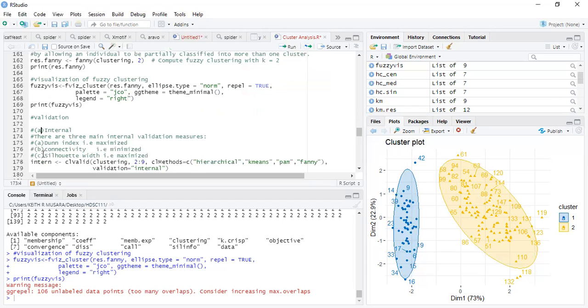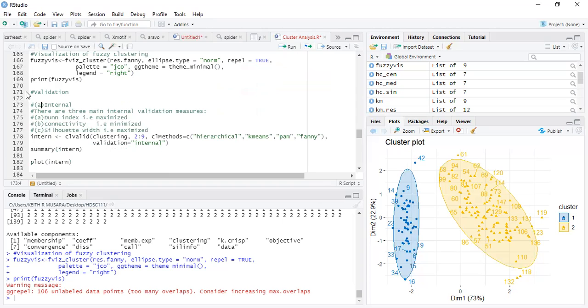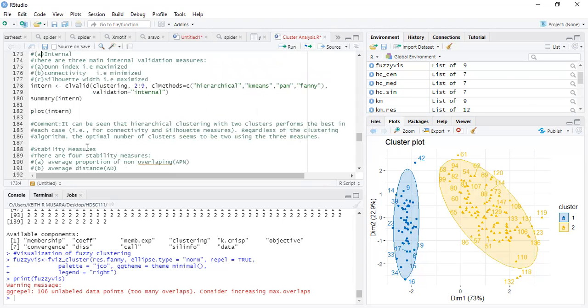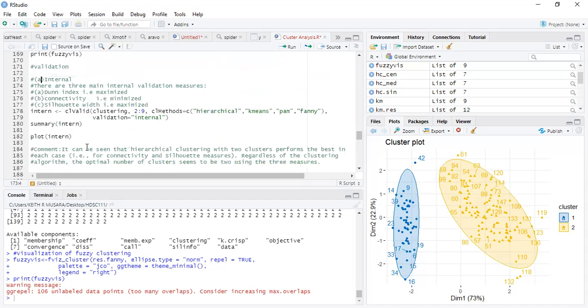So looking at this now, we have got validation. So we've got internal validation and stability validation. These are 2 validation measures that probably combine all the clustering techniques to validate the number of clusters. There are 3 main internal validation measures: the Dunn index, the connectivity, and the silhouette width. These are the measures that are used with internal validation.